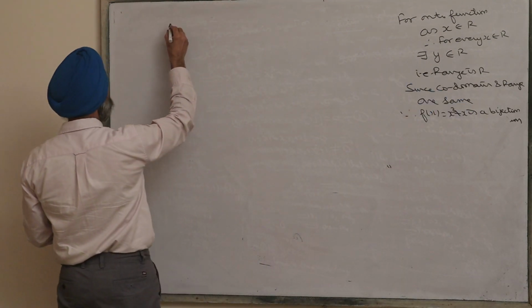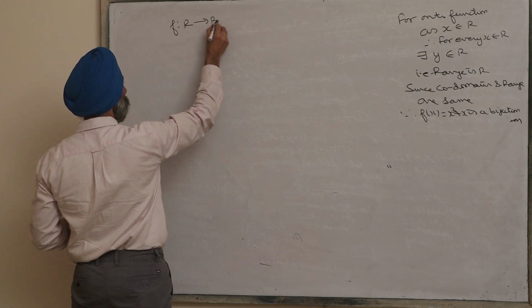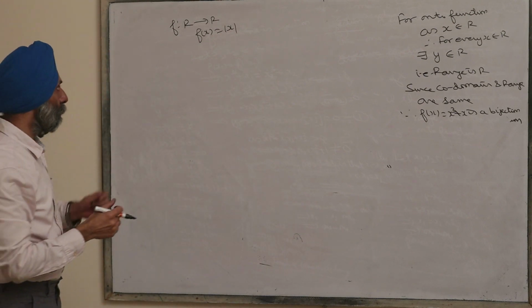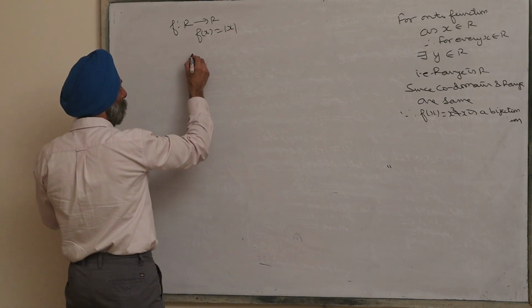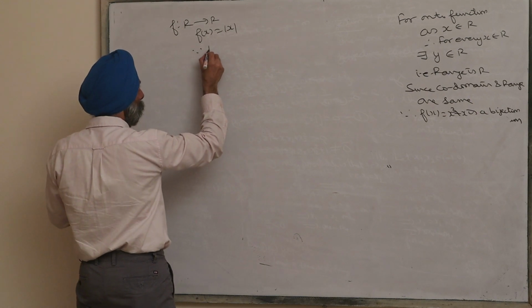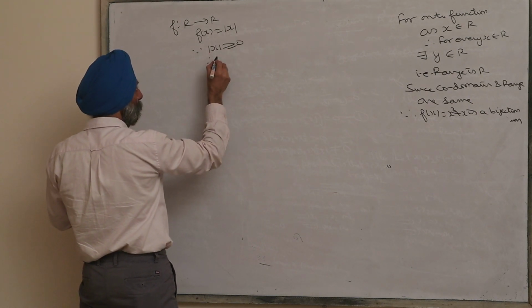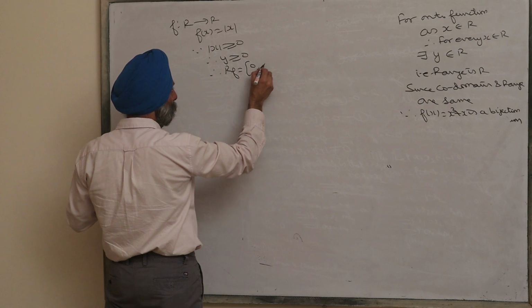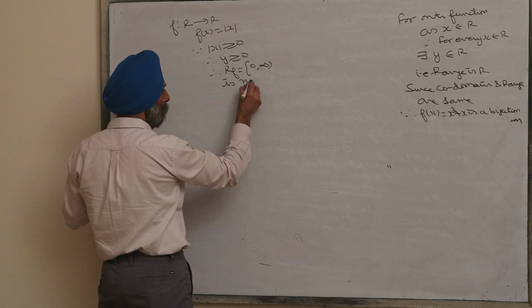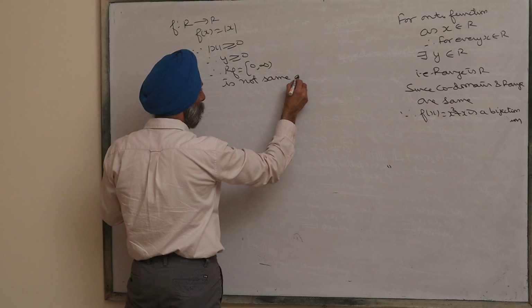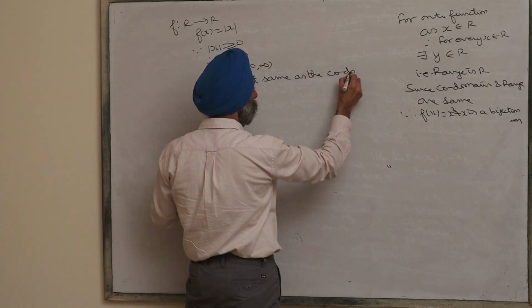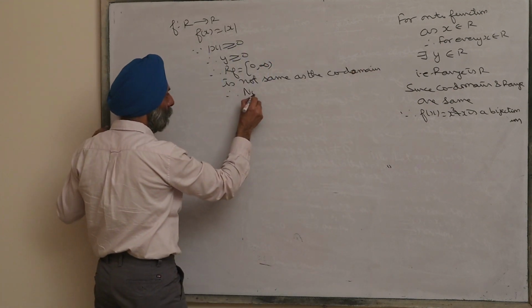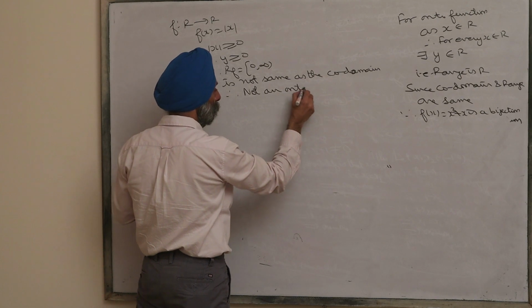So consider another example: f is a function defined from R to R given by f(x) = |x|. We have to see whether this is 1-1 and onto or not. Now, because |x| is greater than or equal to 0, therefore y is greater than or equal to 0, therefore the range is the closed interval 0 to infinity, which is not the same as the codomain. Therefore it is not an onto function.